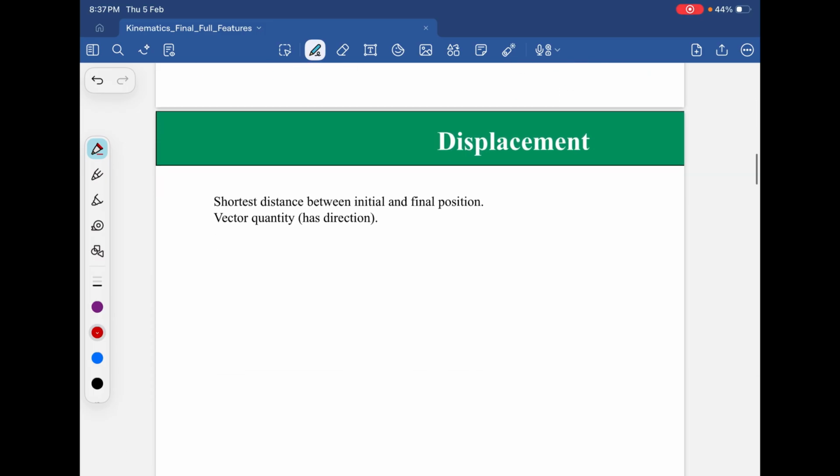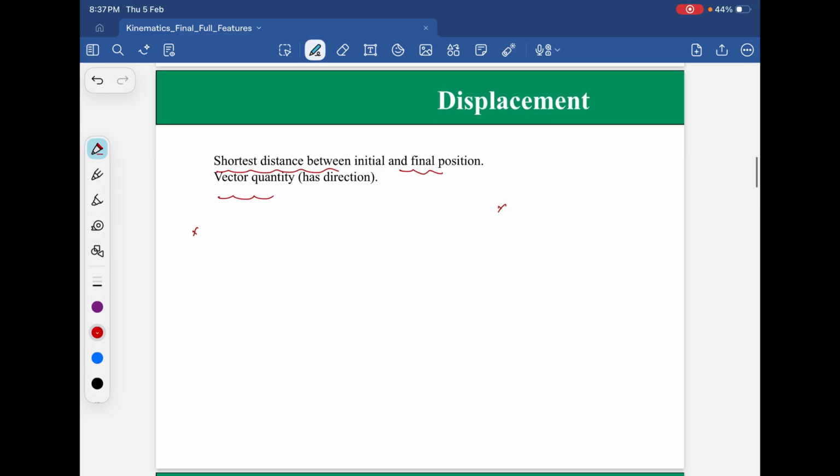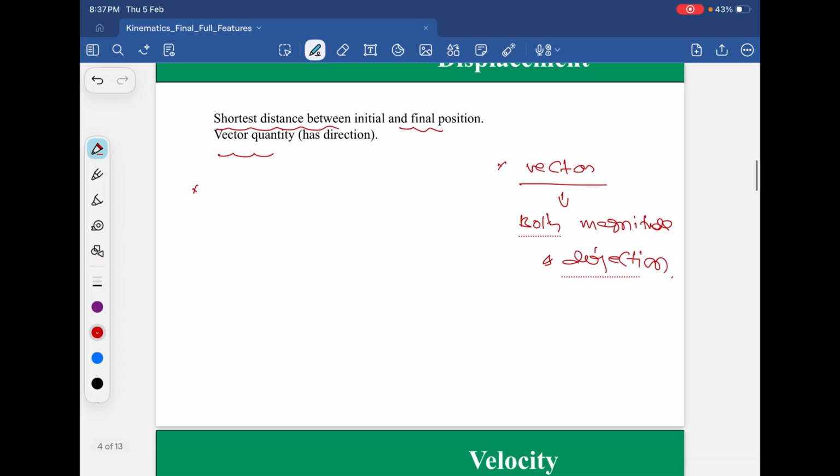The first one here is displacement. Displacement is nothing but the shortest distance between the initial point and the final position. This is a vector quantity. Again, we will make a separate video for vectors. What are vectors? Those physical quantities which have both magnitude as well as direction are called vectors, and those which have only magnitude, where direction is not required, are called scalars.